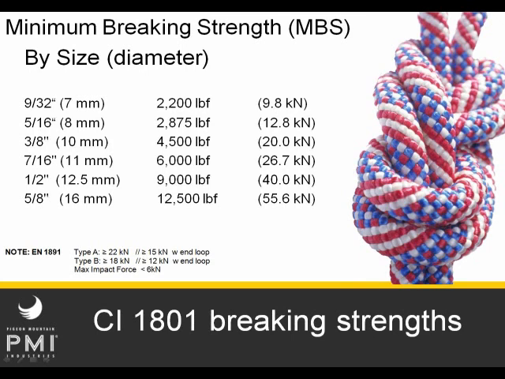As you can see, there's minimum requirements for different common diameters. A 7 millimeter diameter rope must be at least 2,200 pounds. An 8 millimeter must be 2,875. A 10 millimeter must be at least 4,500. The most common ropes that we use are probably the 11 millimeter at 6,000 pounds or greater, and the 12.5 millimeter at 9,000 pounds or greater.